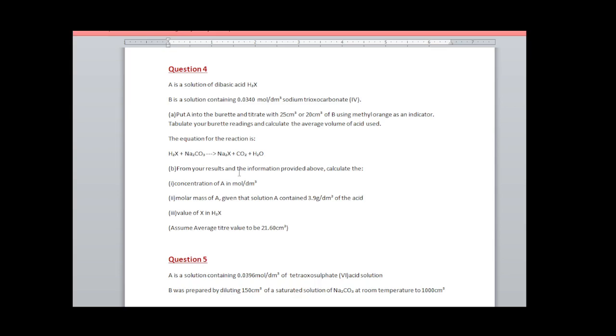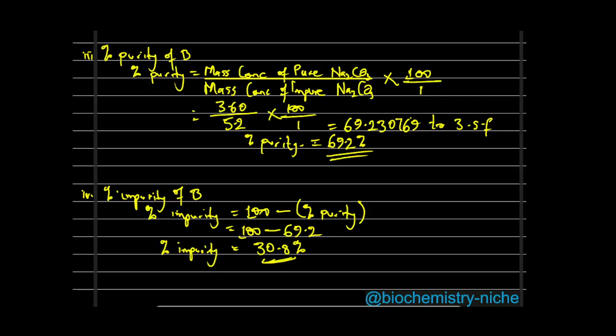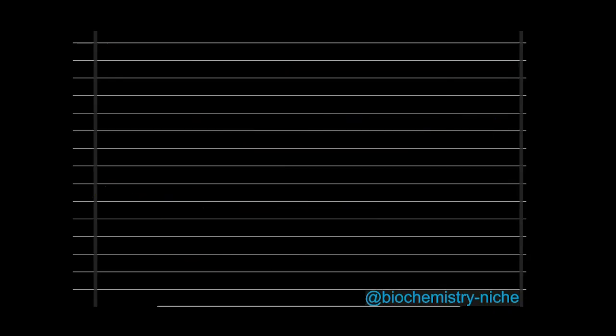From this reaction, we are asked to calculate the concentration of A in moles per dm cube, and the molar mass of A, given that solution A contains 3.9 grams per dm cube of acid. We are also asked to calculate the value of X in H2X. So those are the things we are asked to calculate. Let us move to the next question now. That's question 4.